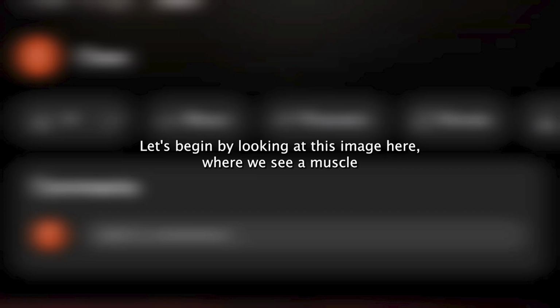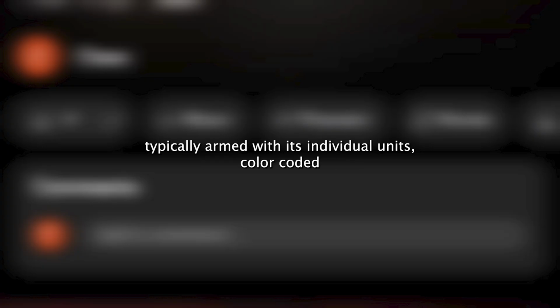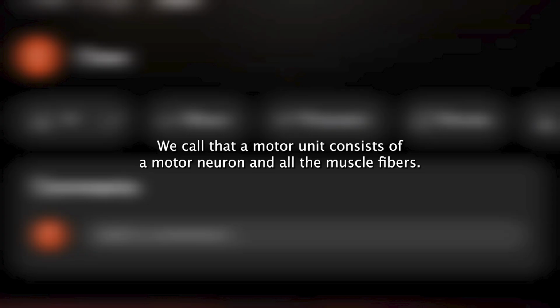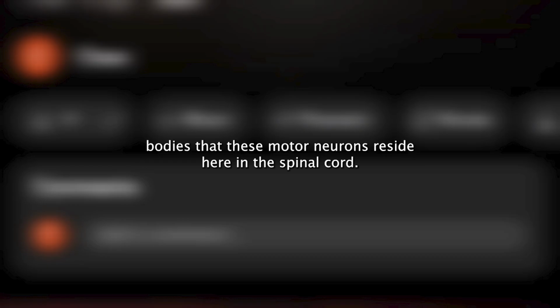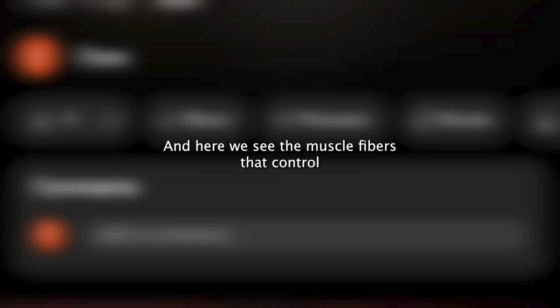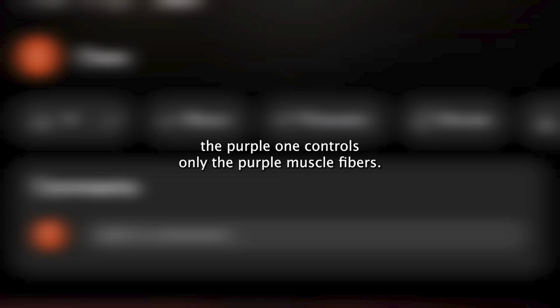Let's begin by looking at this image here, where we see a muscle from the arm with its individual motor units color-coded as purple, blue, or red. Recall that a motor unit consists of a motor neuron and all the muscle fibers it controls. The cell bodies of these motor neurons reside here in the spinal cord, and here we see the muscle fibers that they control. The purple motor neuron controls only the purple muscle fibers. The blue motor neuron controls only the blue fibers, and the red only the red.